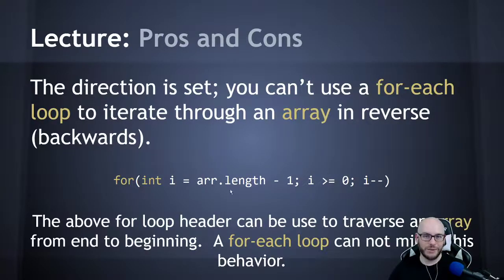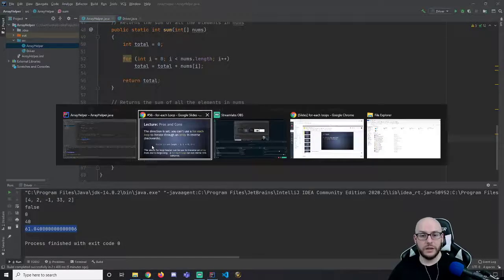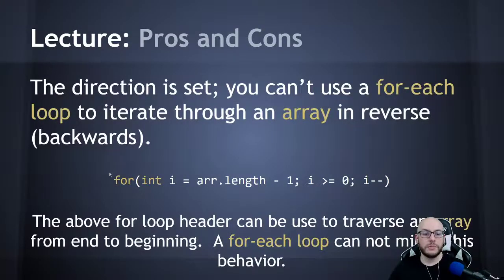You can't do that with a for each loop. The direction is set, right? Look at this header. This is it. I can't really modify a direction. So this would be an advantage that a for loop has. We can go from end to beginning, which you do sometimes.